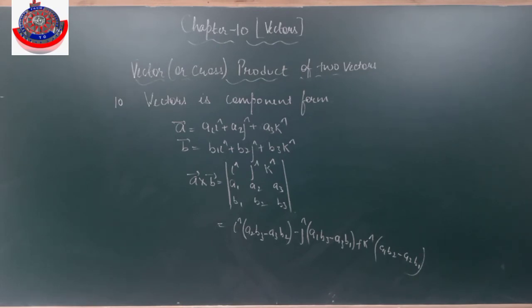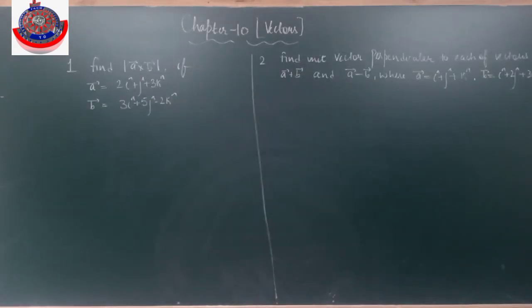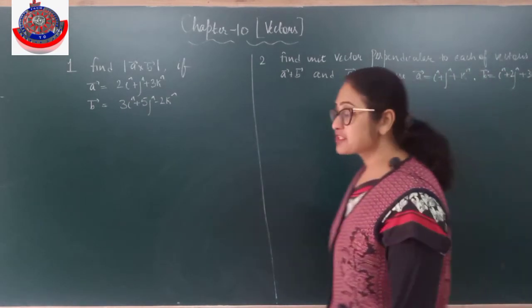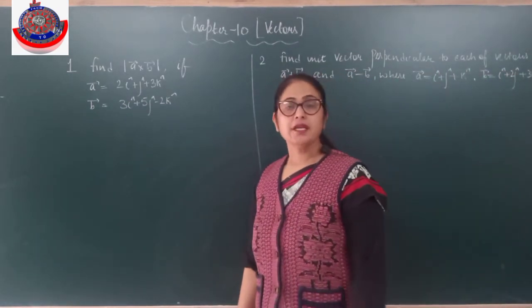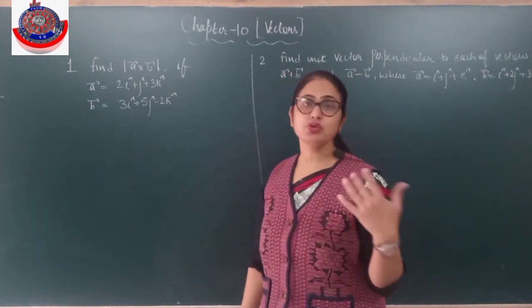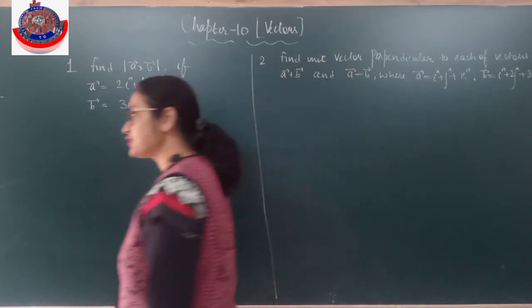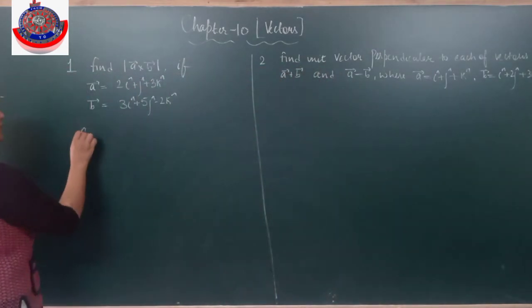Now we'll start with some examples. Let's see these two examples first of all. The first is: find the magnitude of A cross B if A vector and B vector are given. Now to find the magnitude, first of all we should know the vector. Then only we can find the magnitude. So let's find A cross B.